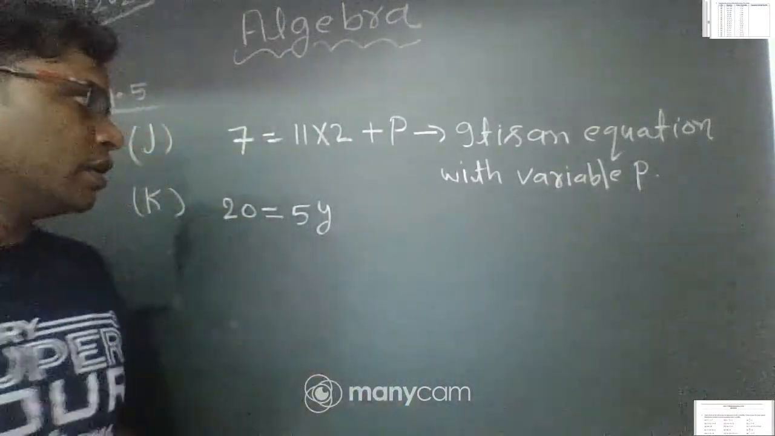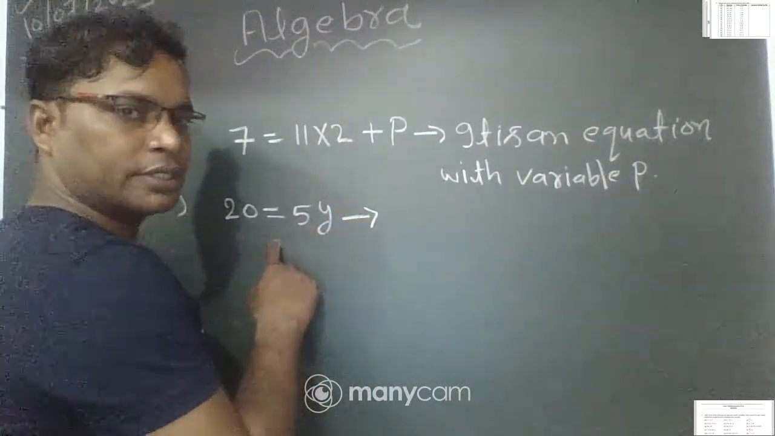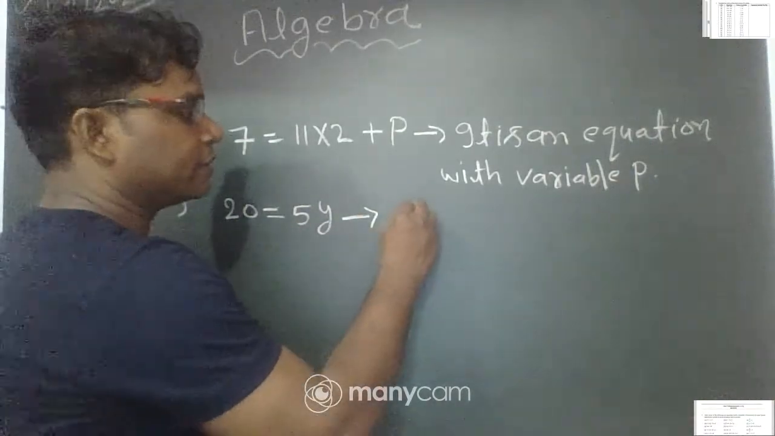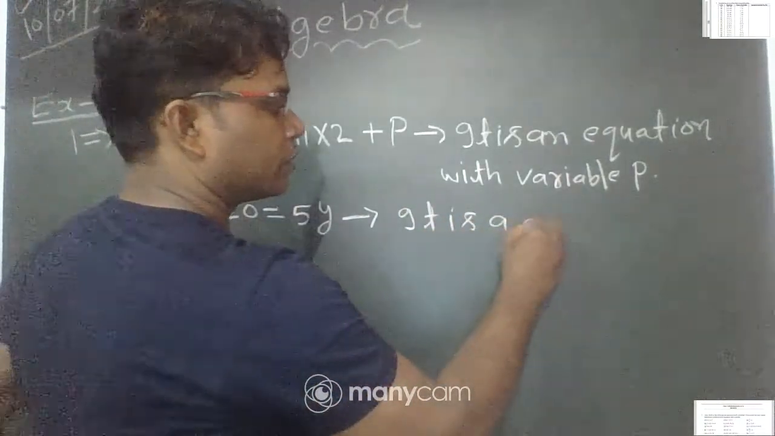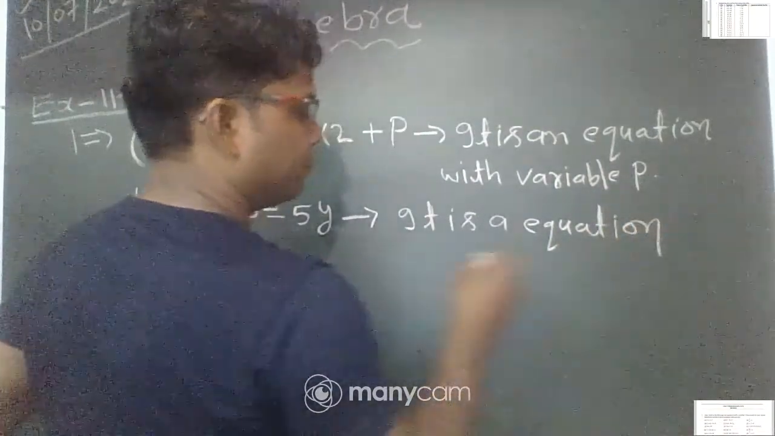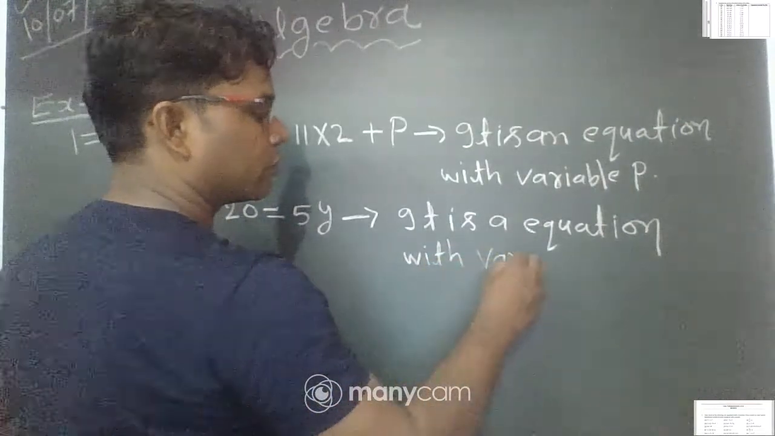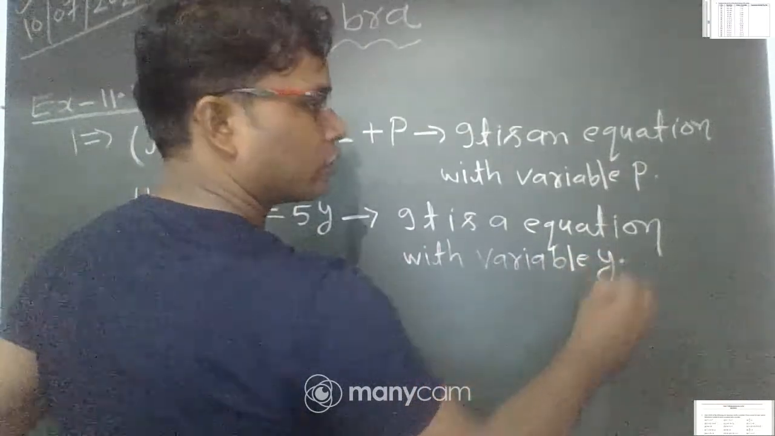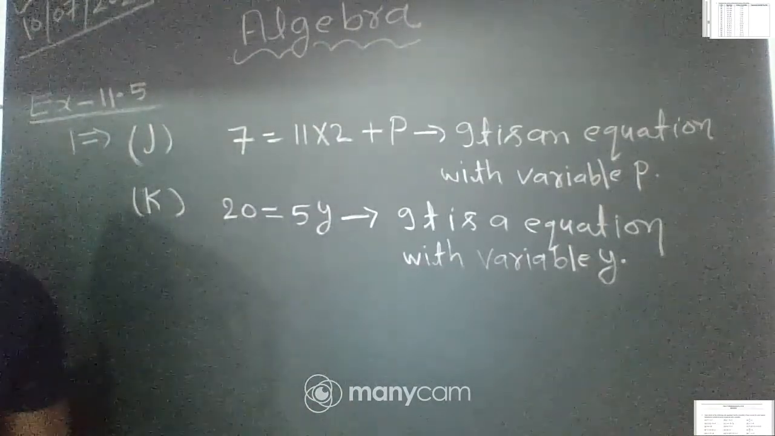Okay, so you can write the overview of this expression. 20 is equal to 5y. It is an equation with variable y. Okay. Now let's see the next part.